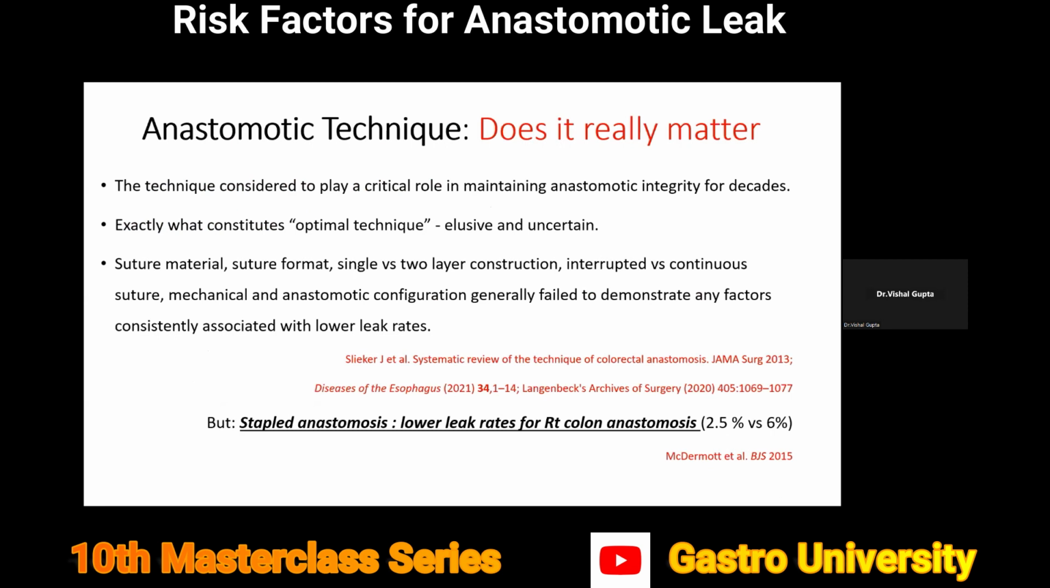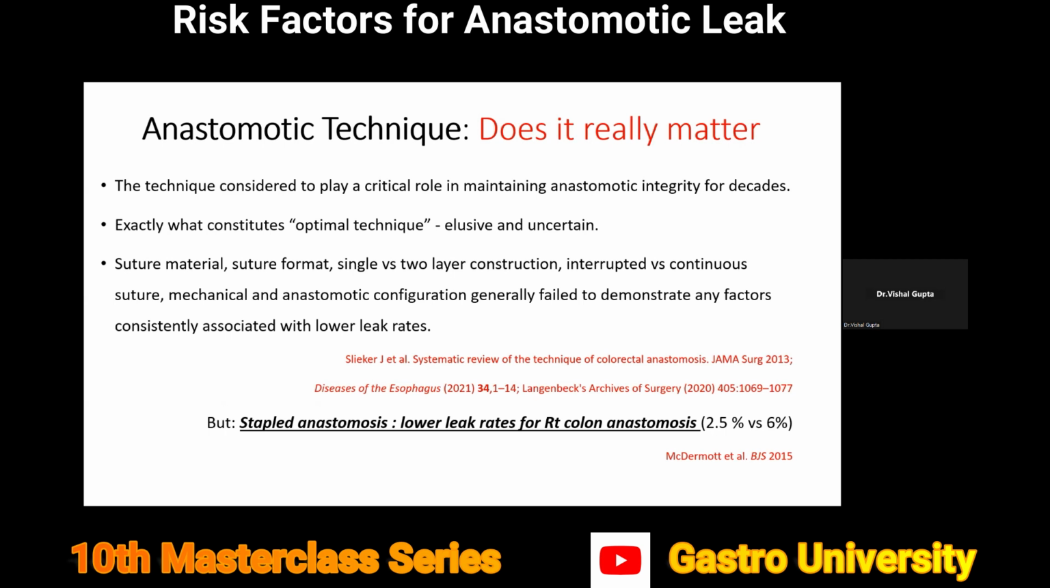So coming to the anastomotic technique, does it really matter? We always think that the technique of the anastomosis plays a critical role in maintaining anastomotic integrity. But exactly what is the optimal technique? It is still not clear. It has remained elusive and uncertain. That's why we have so many techniques, from suture technique, suture material, suture format, single versus two layer, then interrupted versus continuous. Then we have stapler mechanical devices and so many other things.